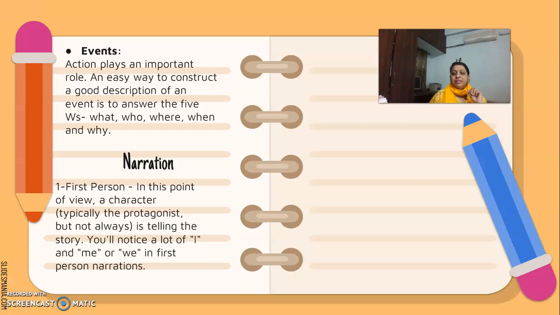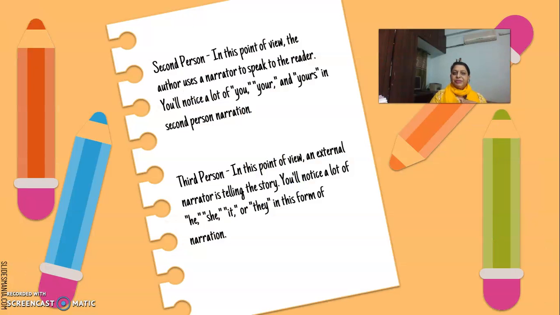Now, narration happens in three voices: the first person, the second person, and the third person. So, let's have a look at how it happens. So, generally, the main character or the protagonist or the hero or heroine of the story or novel is telling the story. So, you can see the words I, me, or we used in that sense in the first person narrations. Coming to second person, the author uses the narrator within the story to speak to the reader, and you will notice that you, your, and yours are used in the second person narration.